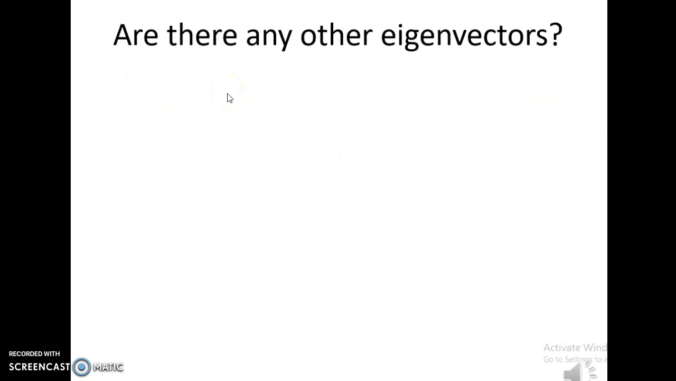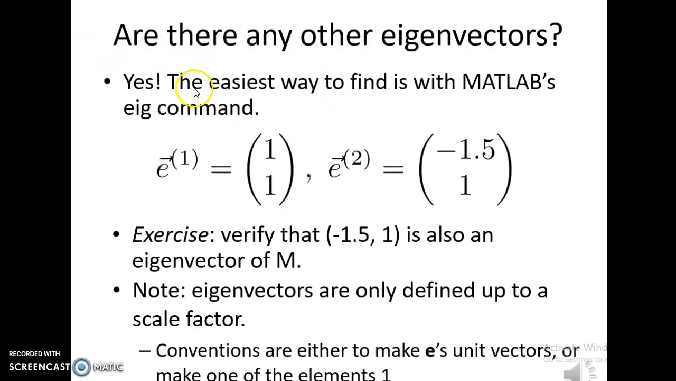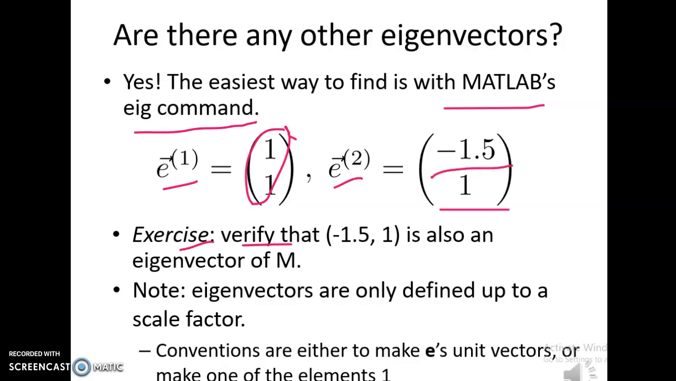Are there any other eigenvectors? Yes. The easiest way to find them is with MATLAB's eig command. The eigenvalues, eigenvector 1 is 1, 1, and eigenvector 2 is minus 1.5, 1. Exercise: verify that minus 1.5, 1 is also an eigenvector of M.